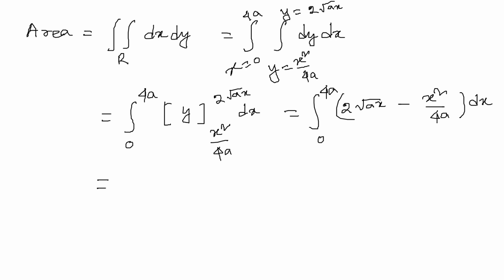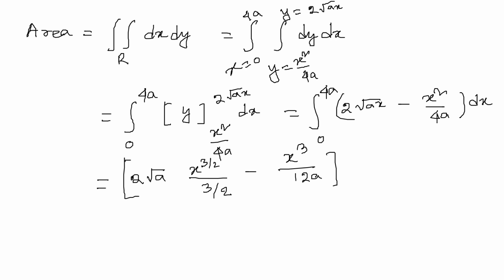Okay, so that means we are getting 2 root a for the integration, x to the power 3 by 2 divided by 3 by 2, minus x cubed by 12a. We are doing the integration with respect to x. Okay, and what is the x limit? x is 0 to 4a.